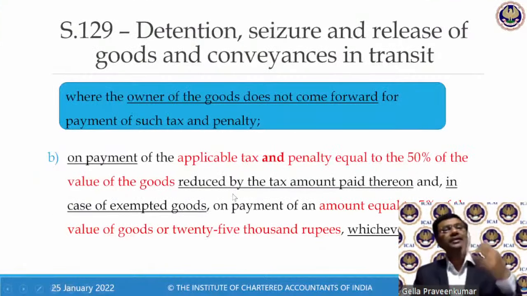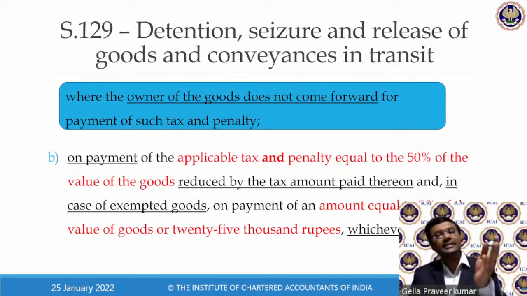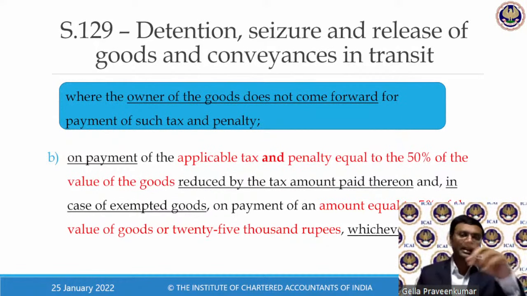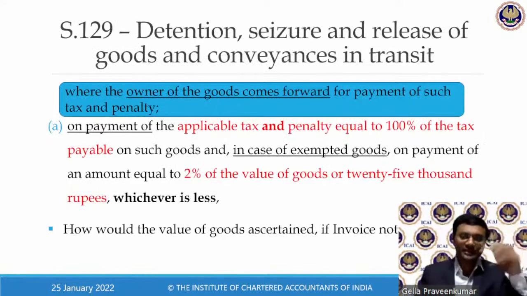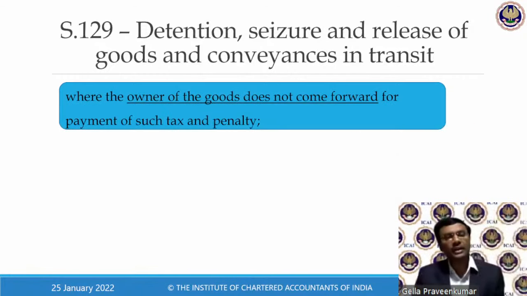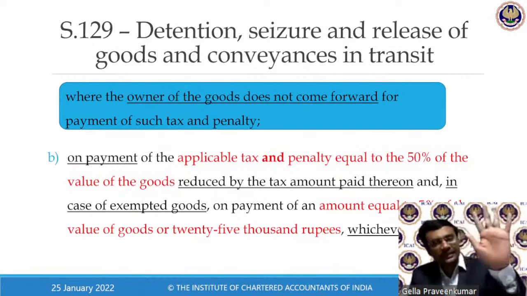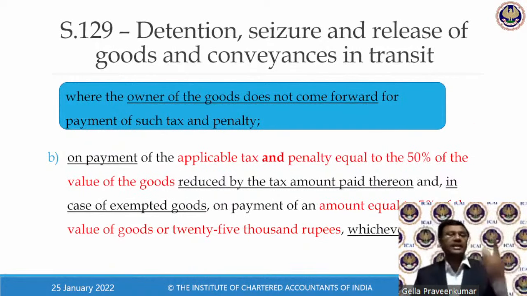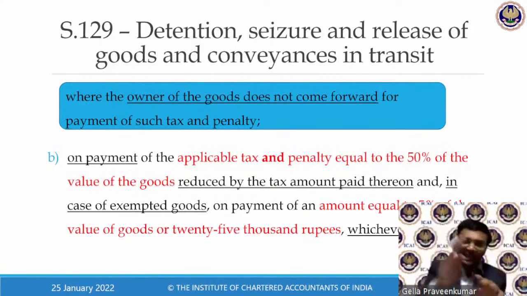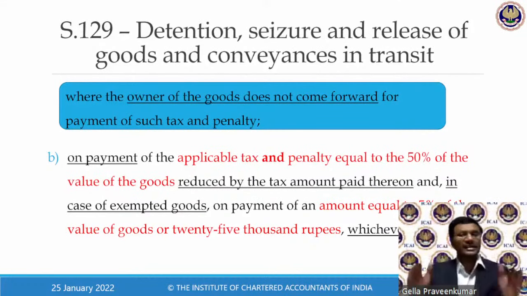Now, what if it is exempted goods? In case of exempted goods, 5%. Earlier, in case of a person who has come forward, it was 2%. So what if the person doesn't come forward? 5% of the value of the goods or 25,000. Now, this I'm talking about in CGST. The equivalent provision is under SGST. CGST, SGST put together: 5% here, 5% there, 10%. 25,000 CGST, 25,000 SGST, 50,000. So this is the provision.